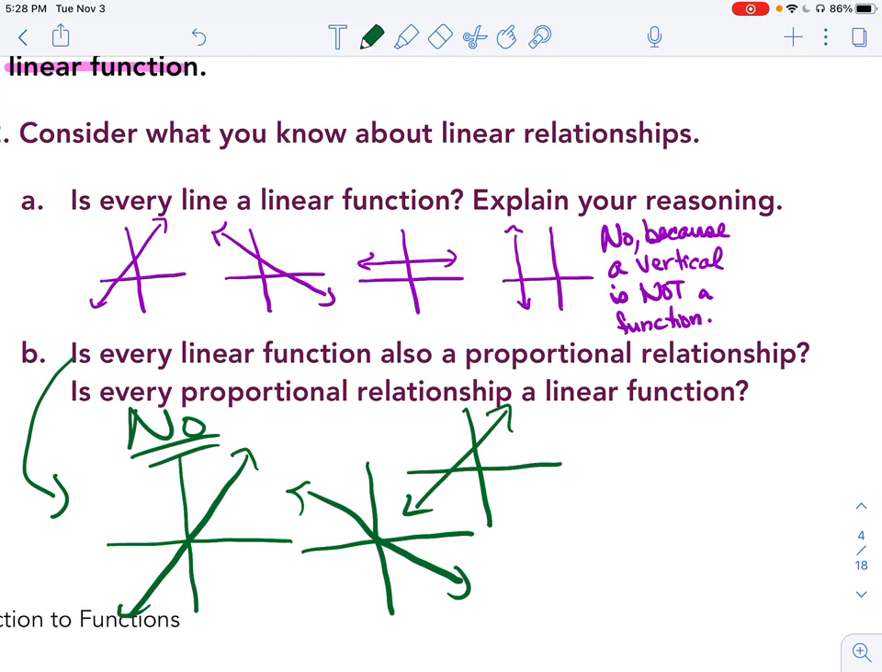And then the last part. Is every proportional relationship, so these kind right here, a linear function? Yes. And somebody's going to say, what about this right here? But that's not proportional.